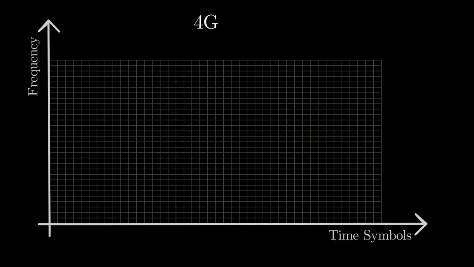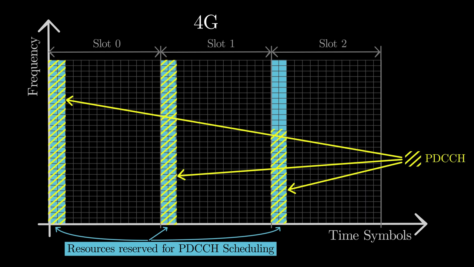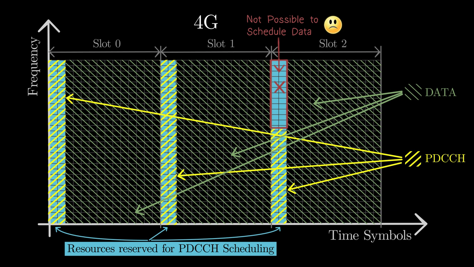In 4G, first one or two symbols on every slot are reserved for PDCCH scheduling, and base station may or may not schedule PDCCH in these reserved symbols. All other symbols can be used for data transmission. The drawback of this approach is that these symbols can never be used for data transmission, even when they are not used for PDCCH.